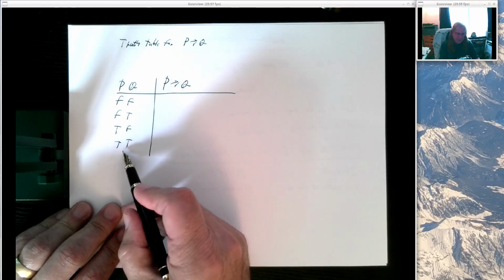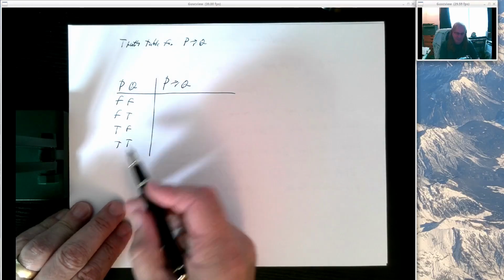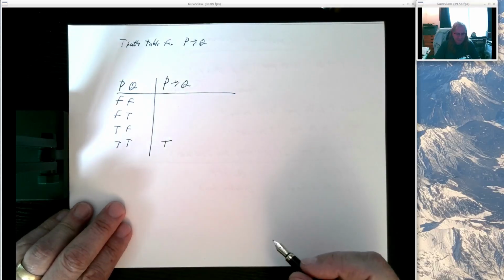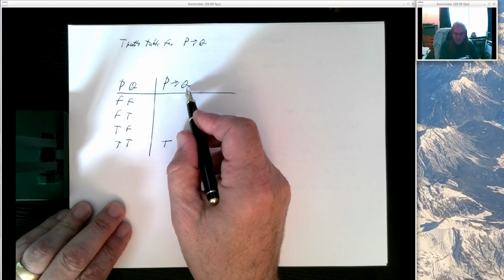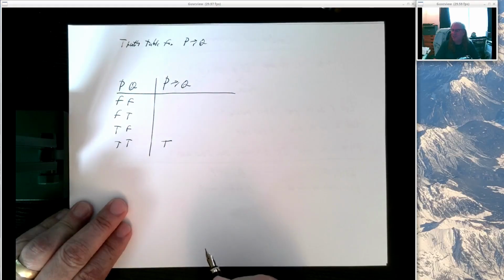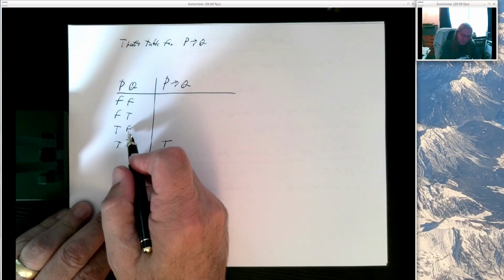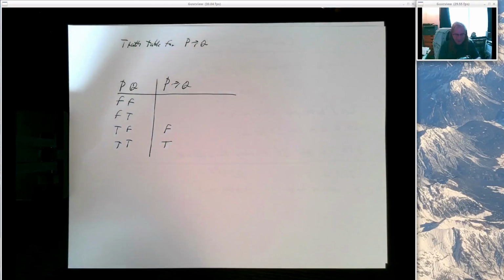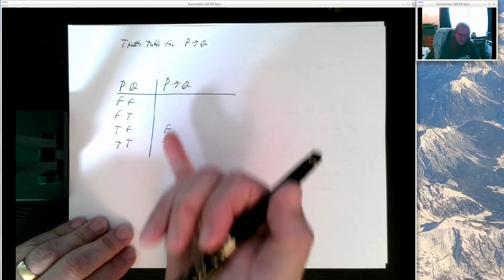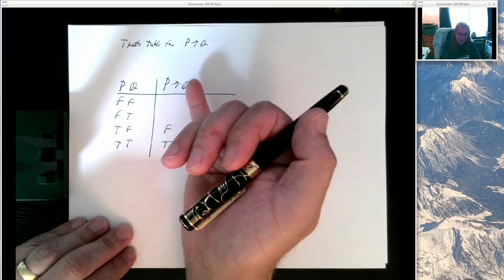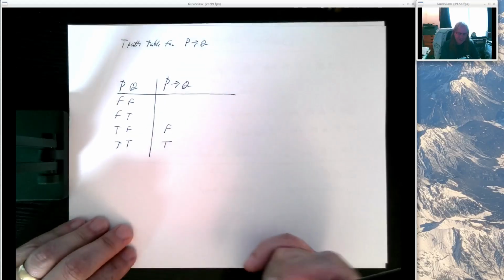Well, suppose P is true and Q is also true. This conditional statement, pretty undeniably true. Because this says if P is true, then Q is true. And if we look and P is true and Q is true, then yeah, if P, then Q. That's true. And similarly, if P is true and Q is false, this conditional statement is absolutely false. Because what does this say? It says if P is true, then Q is true. Well, in this case, P is true and Q is false. So this if statement is absolutely false.